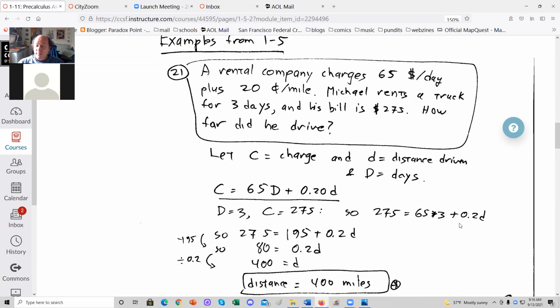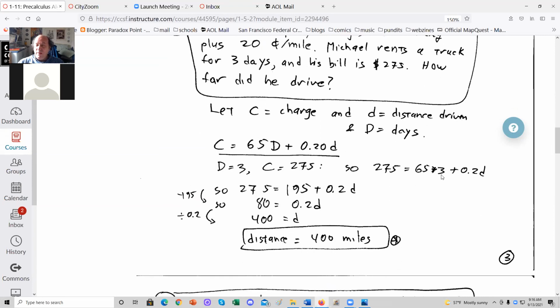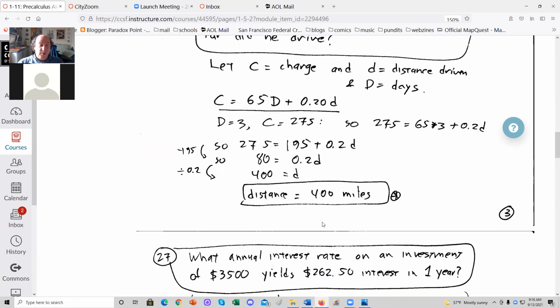So at this point, you can start being precise. 65 times 3 is 195. 275 equals 195 plus 0.2d. Subtract 195 from both sides, you get 80 equals 0.2d. Divide both sides by 0.2 and get d equals 400. And this is the important part: distance equals 400 miles.